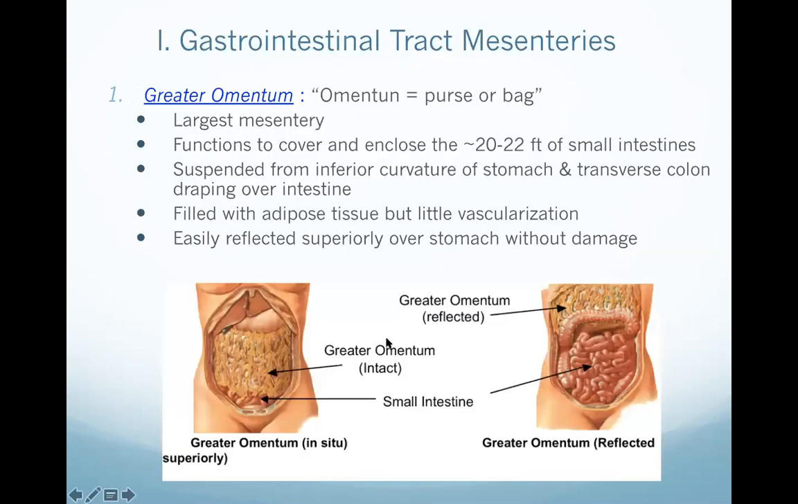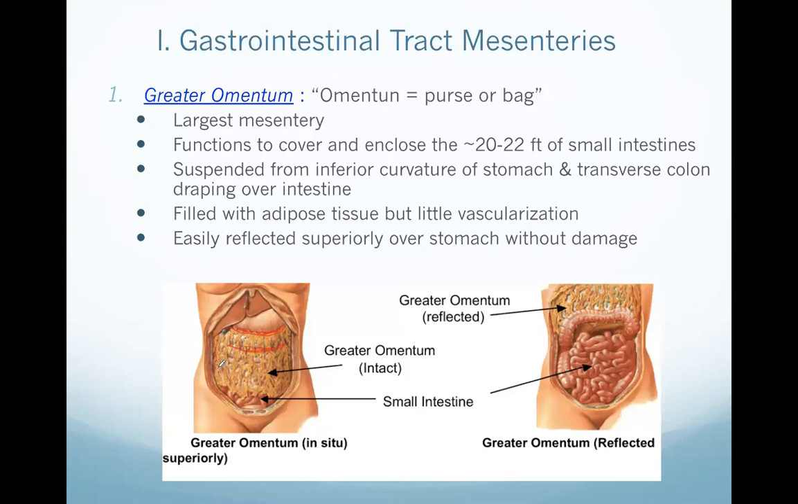All right, so we're going to support the organs, we're going to prevent entanglement, we're going to provide conduits for blood vessels to and from the body wall. And so we're going to start to name these different mesenteries depending on where they are. The very first mesentery we would come across when we open up the body cavity is a mesentery called the greater omentum. The greater omentum we can see here in this cadaver drawing. It's attached to the greater curvature of the stomach, which you can see here, as well as the transverse colon. This portion right here, that's the transverse colon. It's actually going to be attached to that as well.